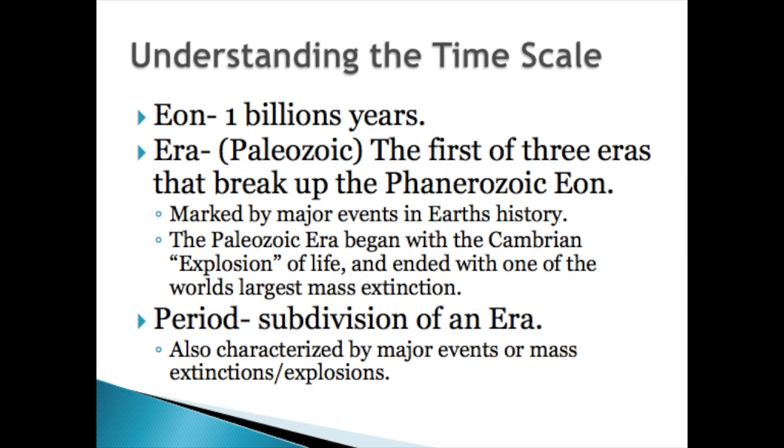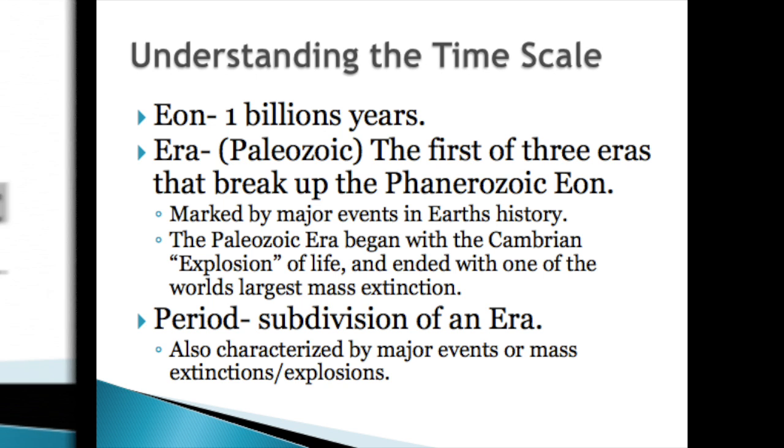First, we need to understand the time scale. Eons are marked by approximately 1 billion years. Eras are marked by major events in Earth's history, and the Paleozoic era began with the Cambrian explosion of life and ended with one of the world's largest mass extinctions. Then we get to a period, which is a subdivision of an era, and these are also characterized by major events or mass extinctions or explosions.